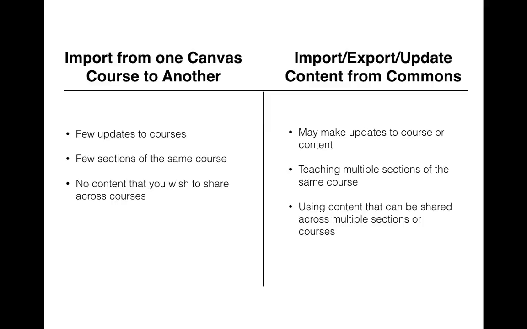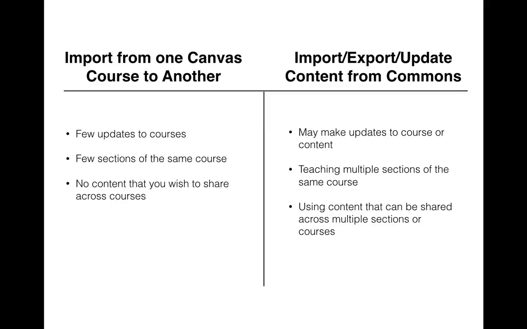So then let's say I notice there's a typo, or I want to make a change to a quiz or something like that. I go in that one master course, I make the change, I share it to the Commons, and then within the Commons, I can actually update the other sections I have all simultaneously. So I can literally update them all at the same time instead of having to go into each individual section and choosing to import.